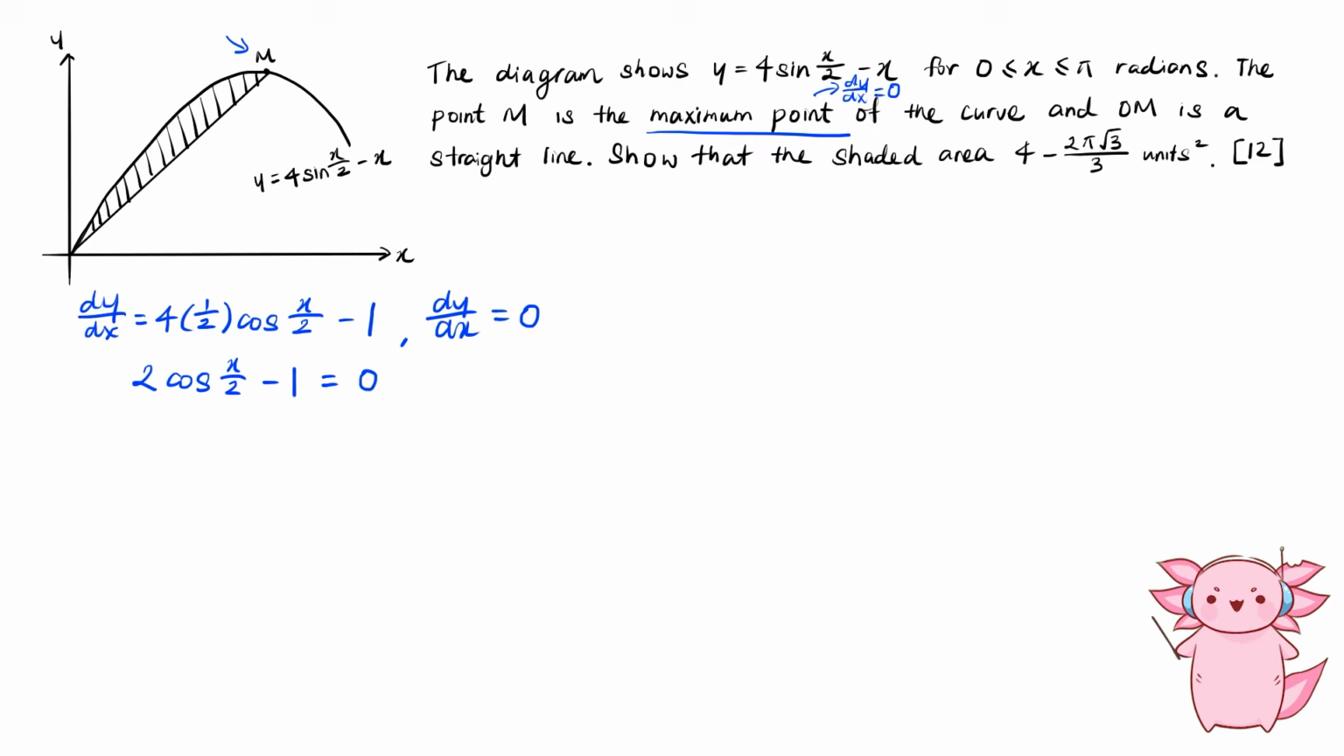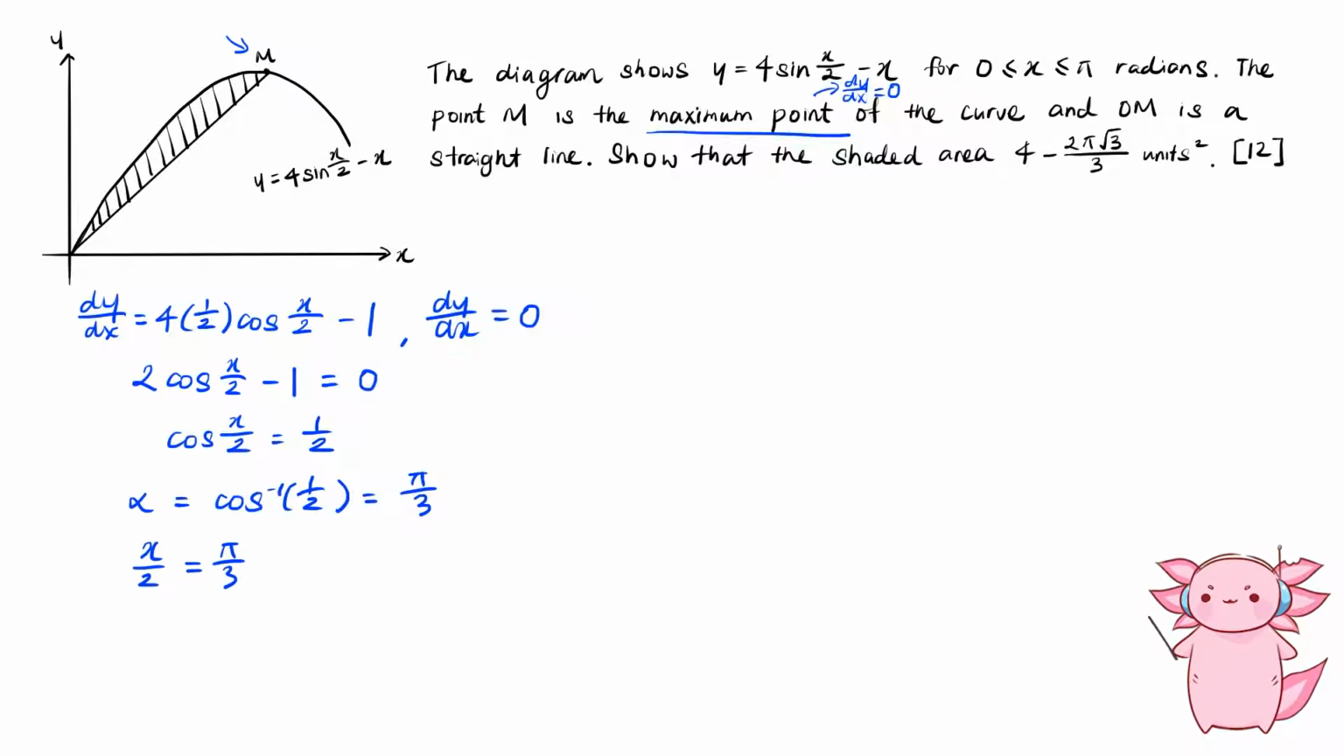So we just differentiate this to get 2 cosine x over 2 minus 1. After equating it to 0, we have to solve this trigonometric equation, and we get the basic angle of alpha to be pi over 3. Then we know that x over 2 is equal to pi over 3 since the range is only from 0 to pi, and any other value will be out of this range. Then we can get the x value of the maximum point M to be 2 pi over 3.